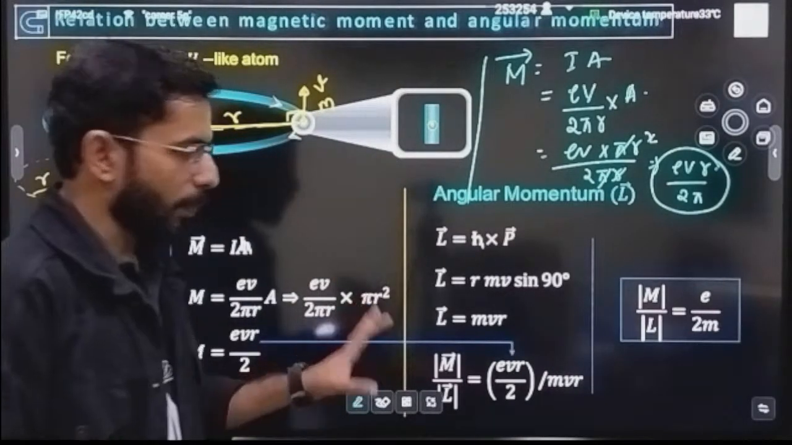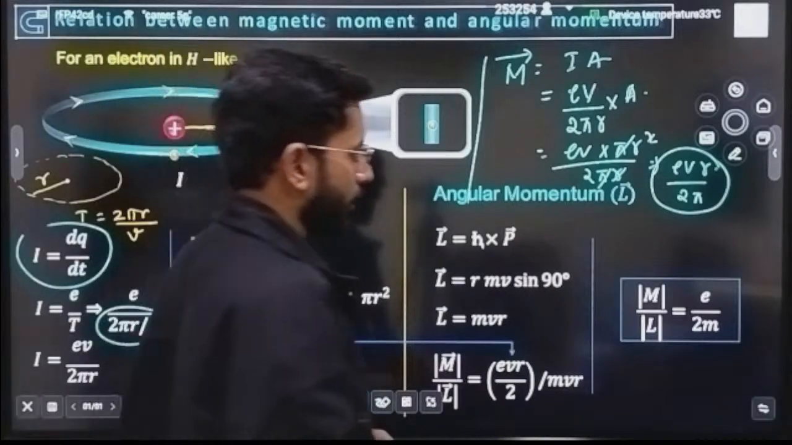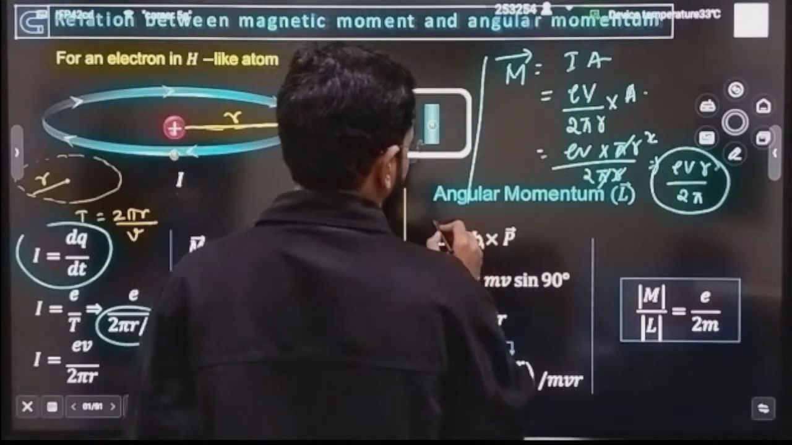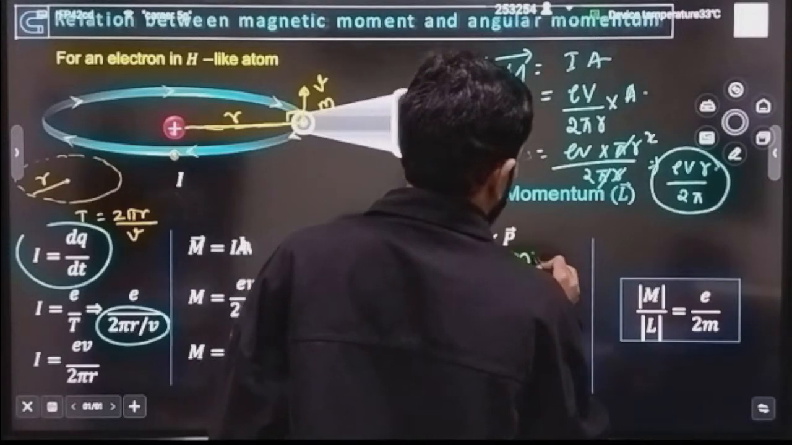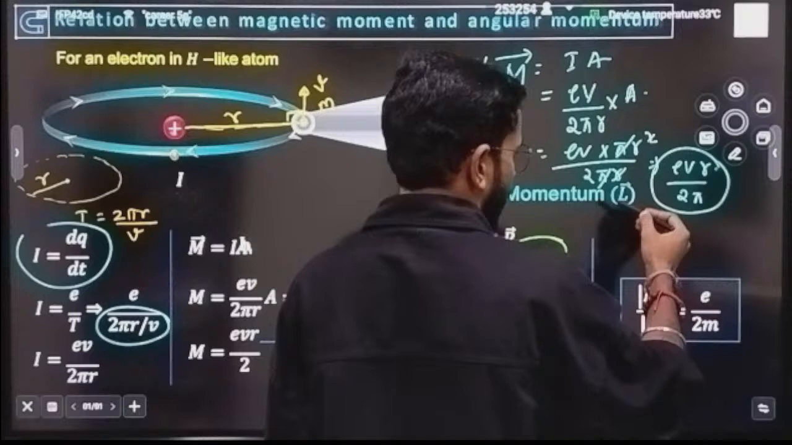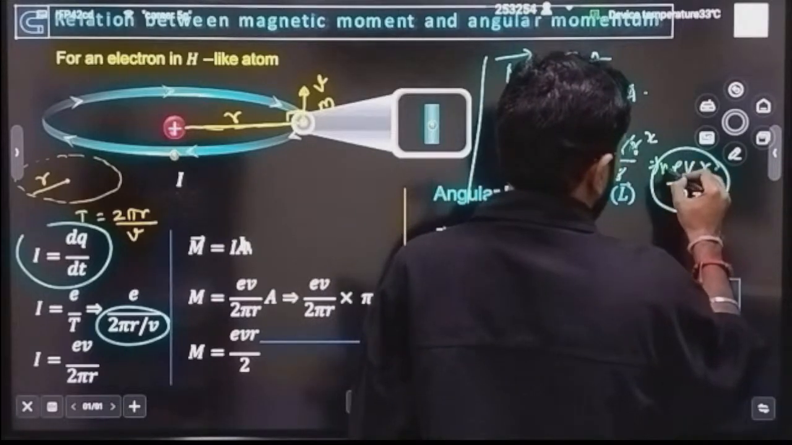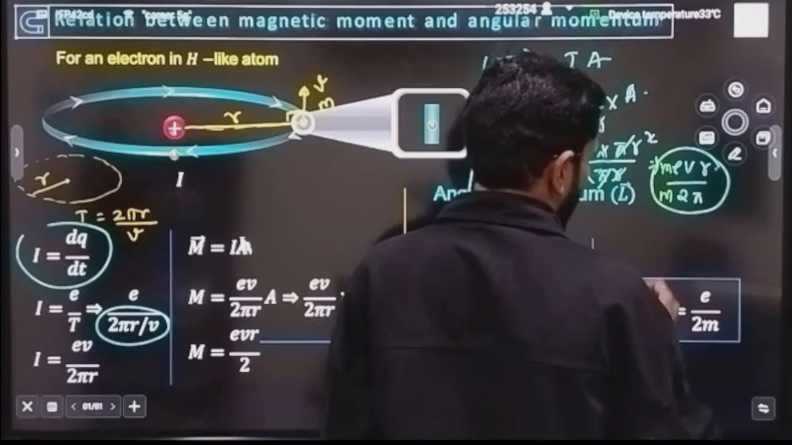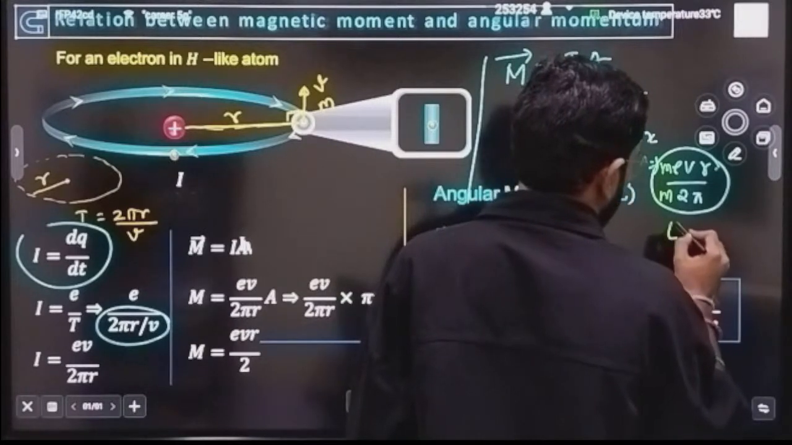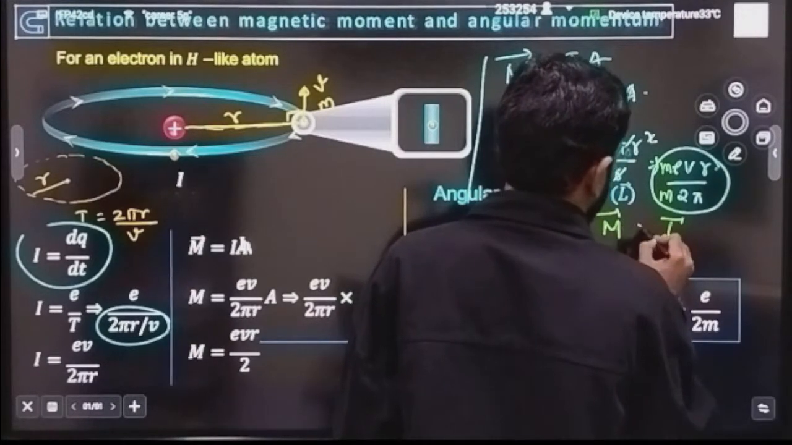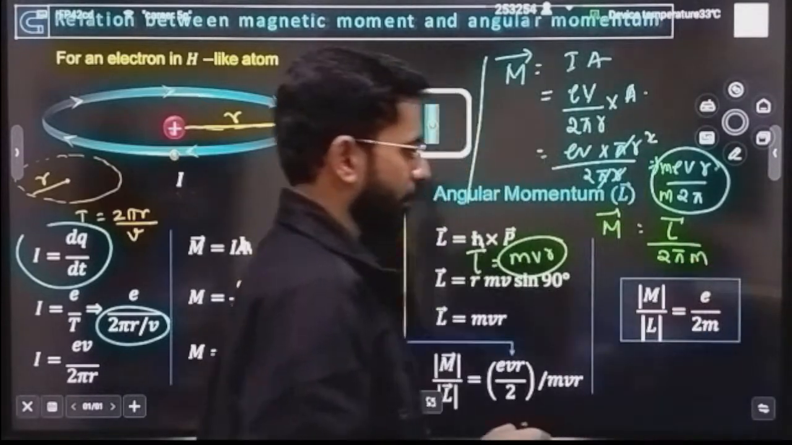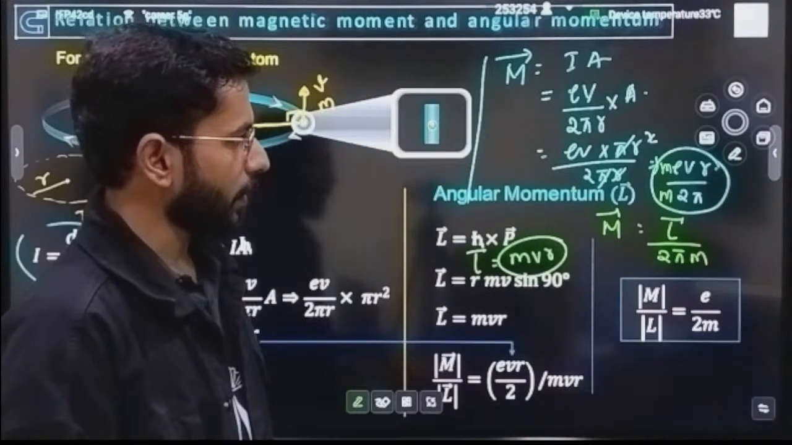And now tell me, what is momentum? Momentum is equal to mvr, simply. Now if I have to make a relation between magnetic moment and momentum, what will I do? I will multiply here by m and divide also by m. And mvr I am going to write as momentum, that is L. So the magnetic moment is equal to E divided by 2 pi m.